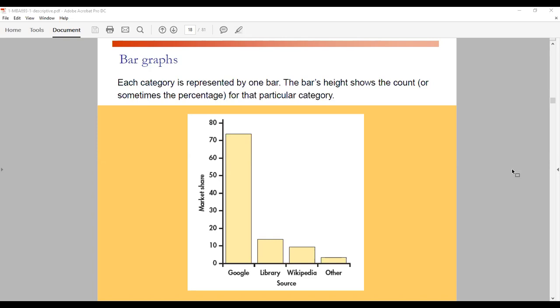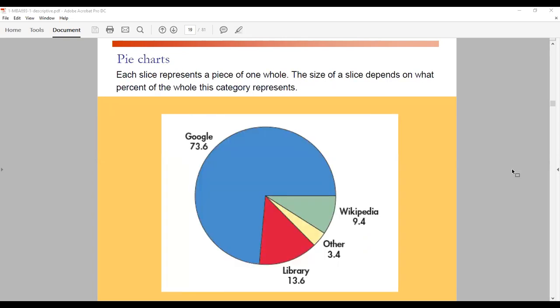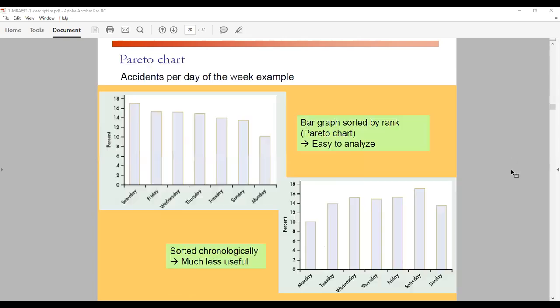But anyway, Google, everybody's Googling everything. That's why they're just such a monstrous company. So there's a bar graph, a pie chart, same kind of thing. Pareto chart. You can see here the two different, the same data.